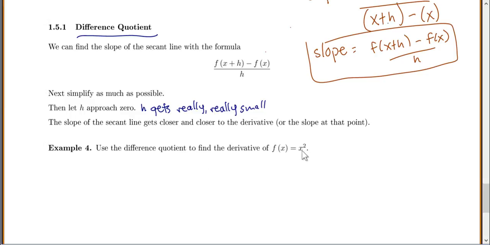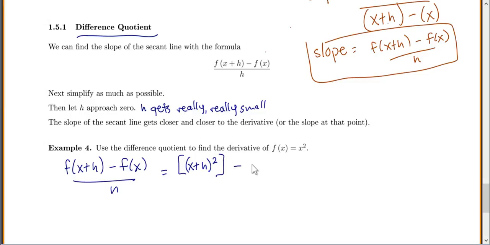So use the difference quotient to find the derivative of f of x equals x squared. So we need to find f of x plus h minus f of x all over h. Okay, so first f of x plus h. What you're going to do is go to f of x and put in an x plus h wherever you see x. So instead of x squared, we'll have (x plus h) squared minus f of x, which is just x squared, all over h.